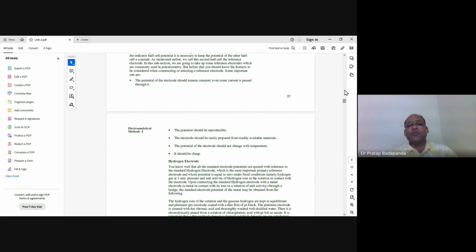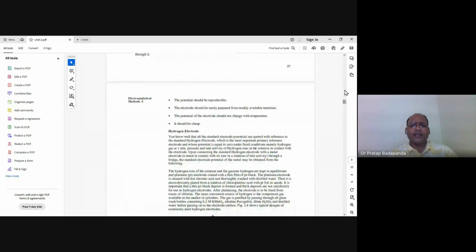The potential should be reproducible. The electrode should be easily prepared from easily available materials. The potential of the electrode should not change with temperature. These are the requirements for a reference electrode.